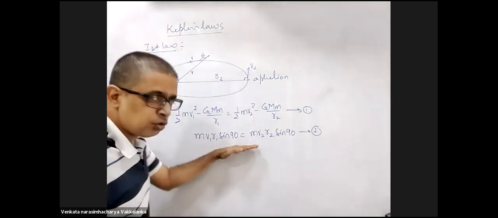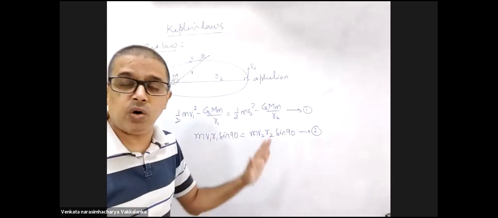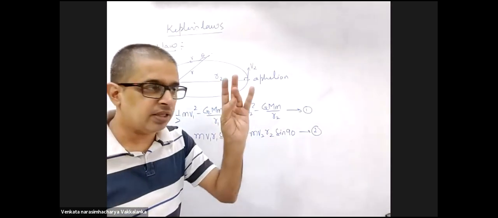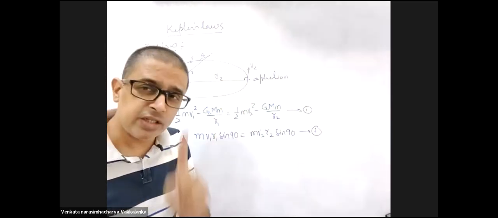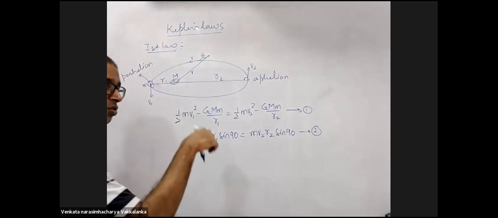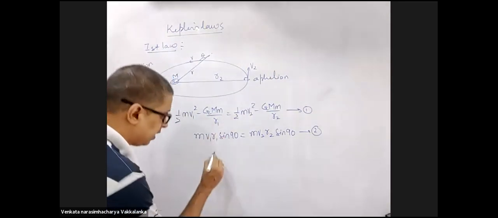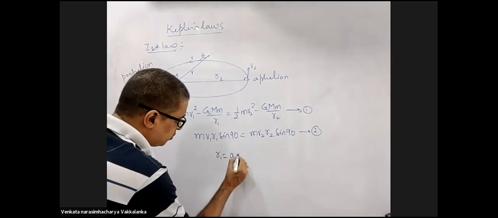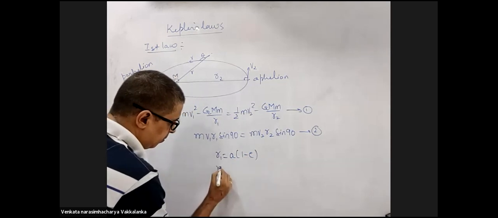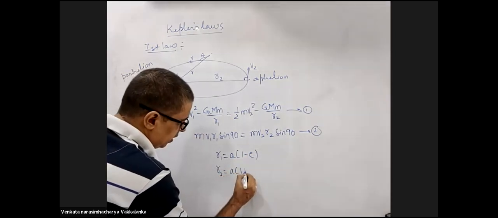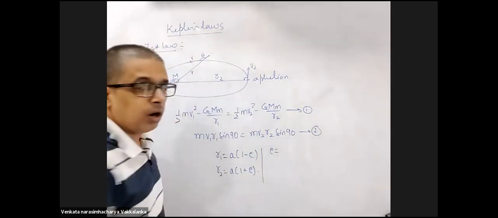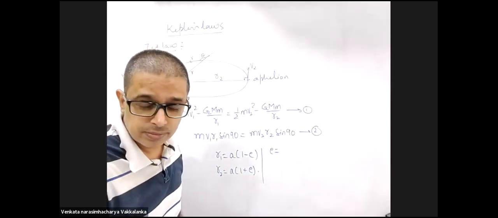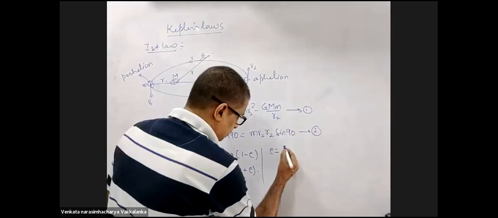Other than these two, there is no physics involved in this subtopic. Conservation of energy, conservation of angular momentum. What is the only other equations that come? That is pure mathematics. r1 is a into 1 minus e. r2 is a into 1 plus e. What is e called as? Eccentricity.